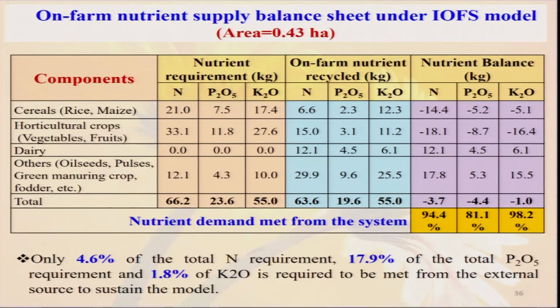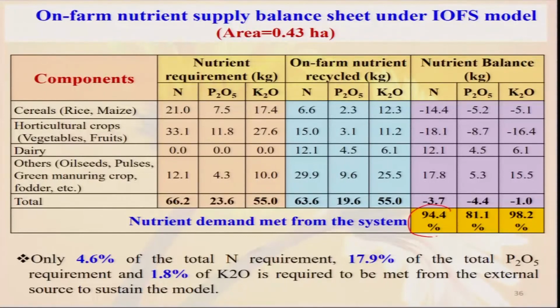When you make any farming system model, we have to know how much nutrient is needed to sustain the model, because when you are growing crops, they need nitrogen, phosphorus and potassium. But from where will you get them? Every time you cannot purchase organic manures from outside, or your income will be less. So in our farming system model, we have seen 94% of the total nitrogen, 81% of the phosphorus and 98% of the potassium coming from our system. It means only a small amount of nitrogen is needed from outside.